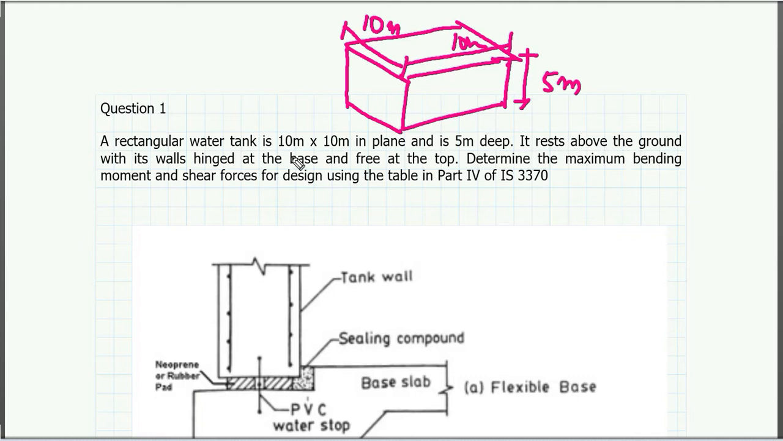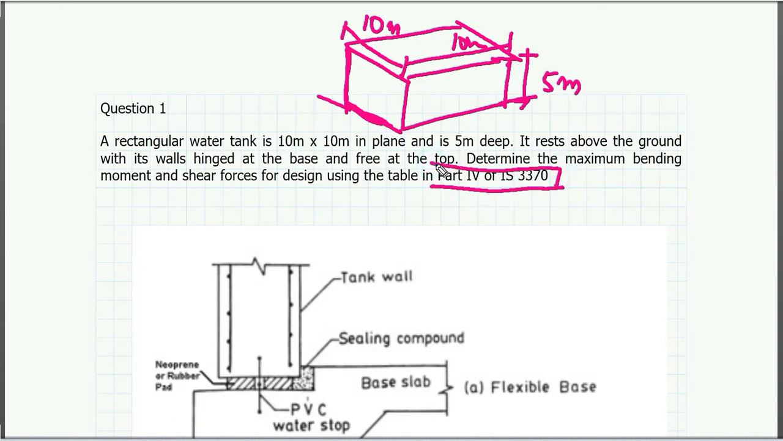It rests above the ground, so it is just resting over the ground, and its walls are hinged at the base and free at the top. The walls are hinged at the base and free at the top. There is nothing at the top. Determine the maximum bending moment and shear force for design using tables in part 4 of IS 3370.